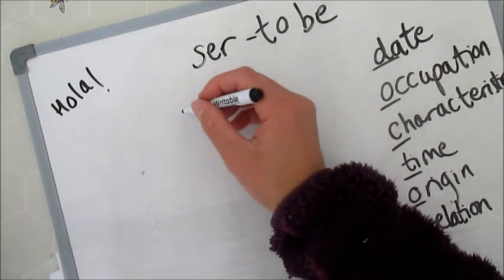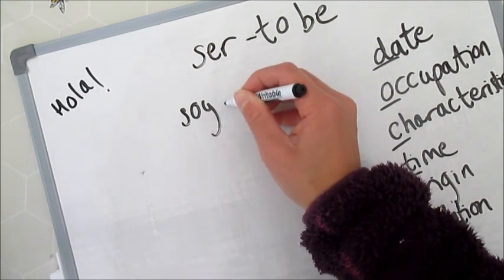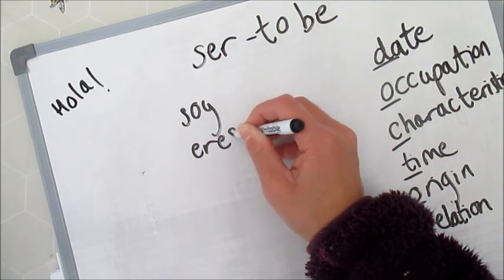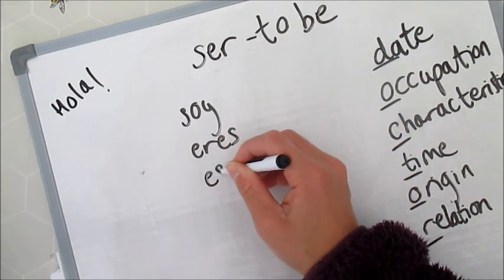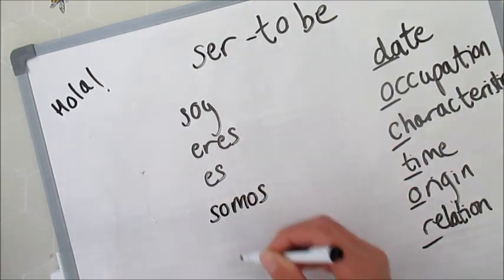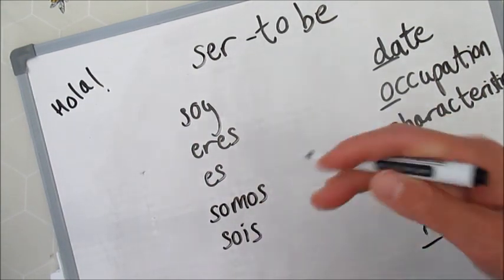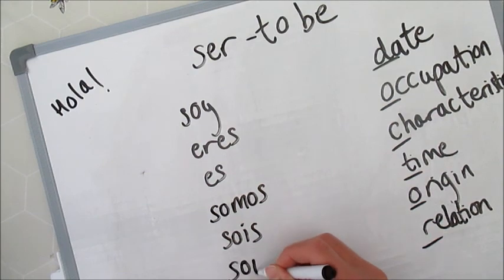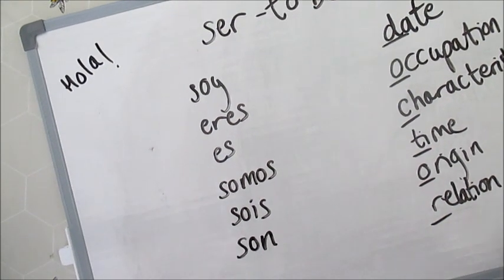But the verb itself, so soy, that means I am. Eres, you are. Es, he or she is. Somos, we are. Sois, you all are. And then son is they are. So we'll always be writing the verbs in that order.